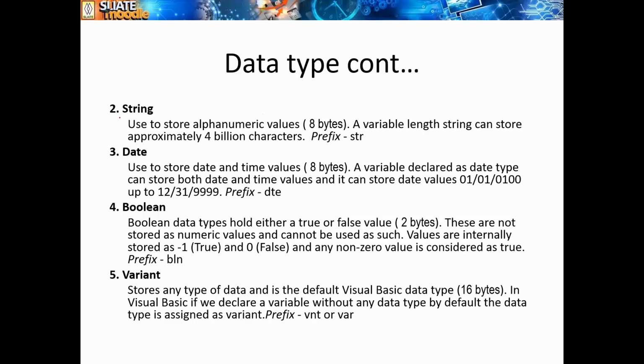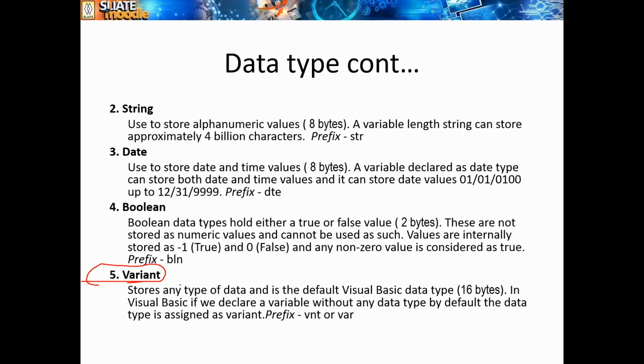So here, string. String means you are going to use characters, right? And date, you have to give a date, right? And boolean, a true or false value, right? If you are going to store a true or false value, you will have to use a boolean. And another option is there in VB6, that is variant. That means you are not going to give a specific data type, right?